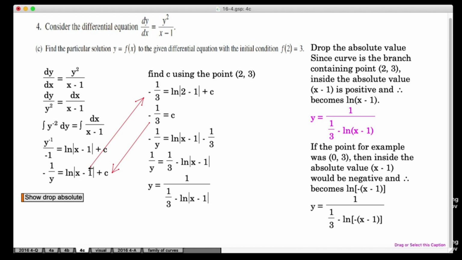So now I took this equation where I was looking for c. I did my substitution, found c. That's where I go back and plug c in. C was minus 1/3. And I'm going to write it right here.